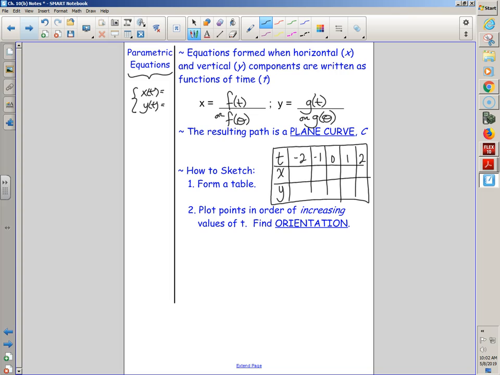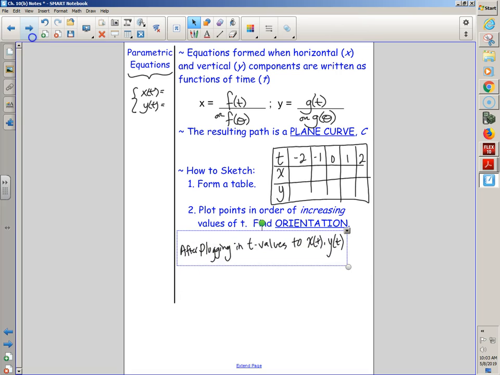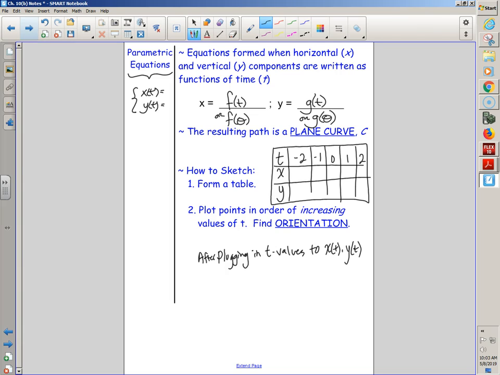So we're going to plug in t values to x and y. We can't plug in points if we don't have points. And we're not going to have points unless we plug t's into the x's and the y's. And if they're thetas, whatever. We plug the thetas into the x of theta, y of theta.